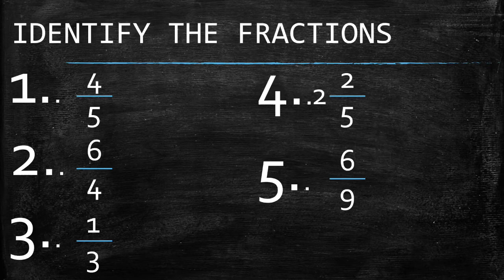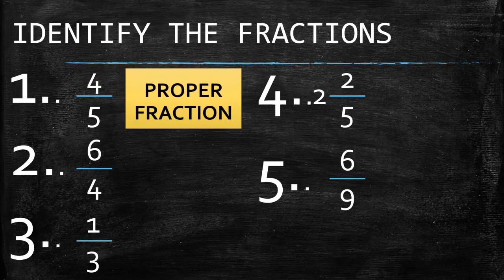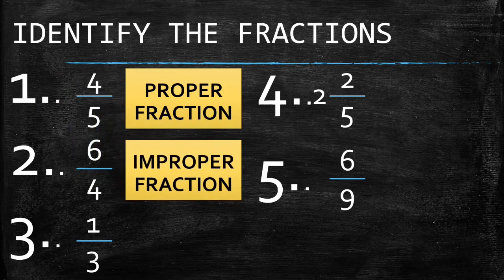Time is up. So let's try to identify the fractions in each number. Number 1, 4/5 is an example of a proper fraction because the numerator is less than the denominator. Number 2, 6/4 is an example of an improper fraction because the numerator is greater than the denominator.